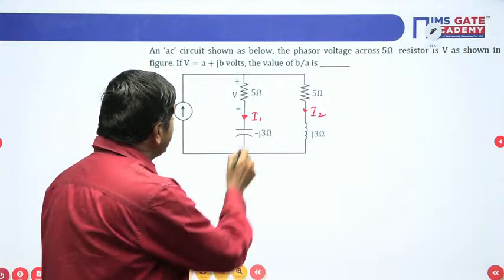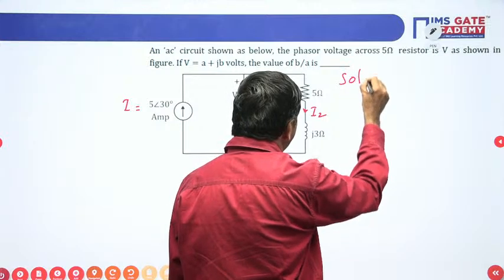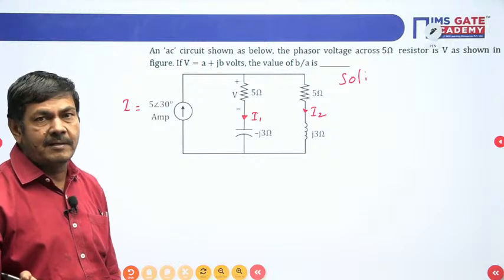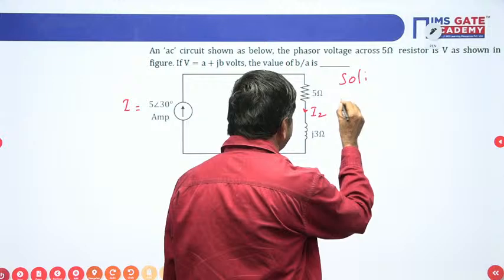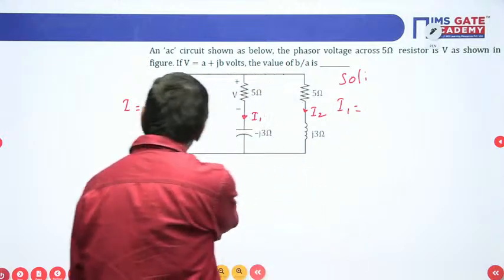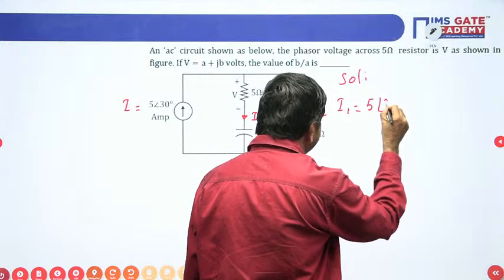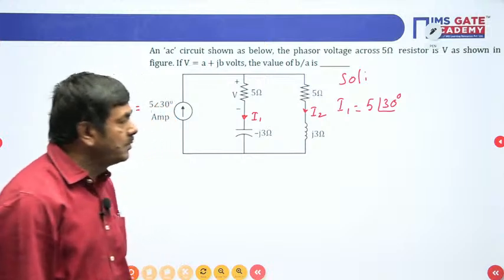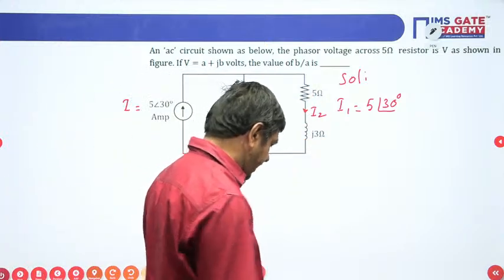In this case I wish to find I1. How can we find this I1? By using the current divider formula. As per the current division formula I can find I1. How can I get I1? Supply current into 5 at an angle of 30 degrees, into the opposite impedance. Opposite means 5 plus J3.